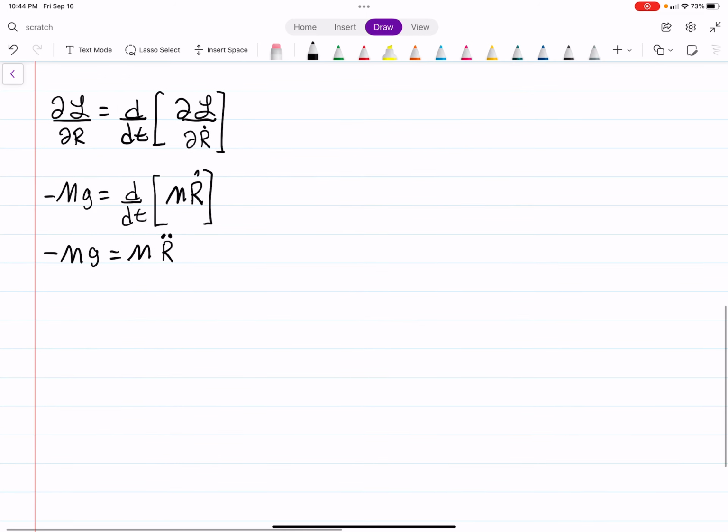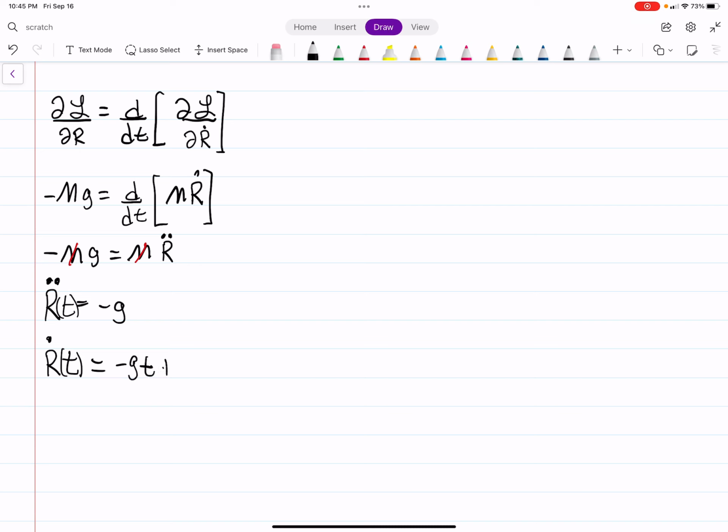And obviously we can divide out the m's, and we get the differential equation R double dot equals minus g. And this is actually a pretty easy differential equation to solve. We can see R dot of t, I guess it's not really a function of time, but you know, we can just integrate this. This is separable.